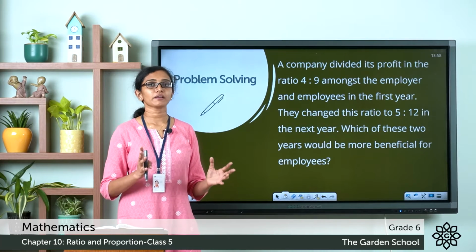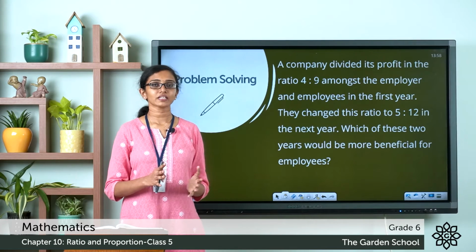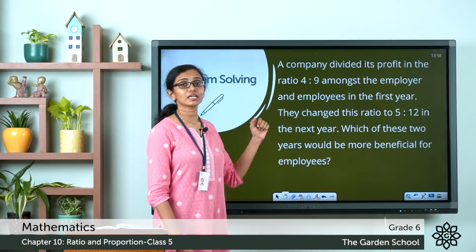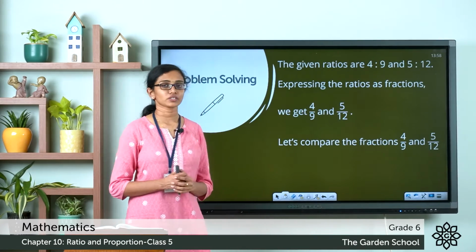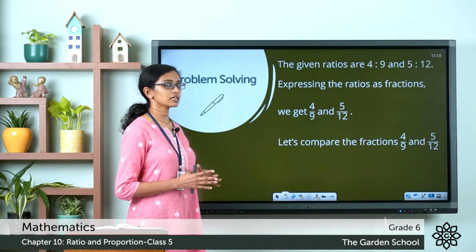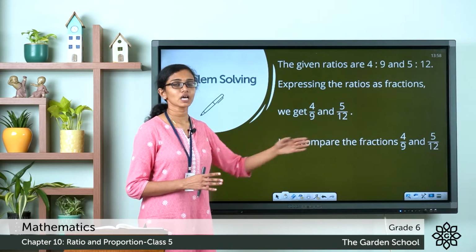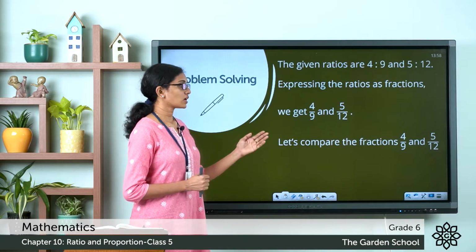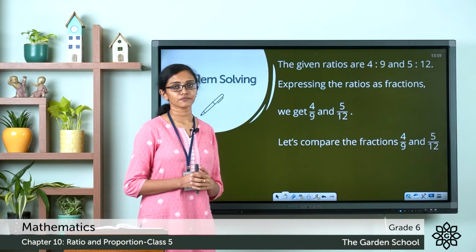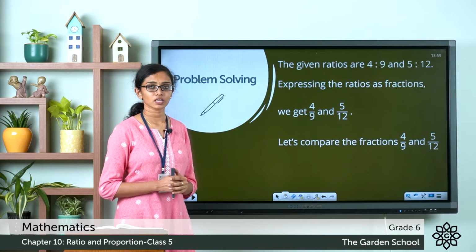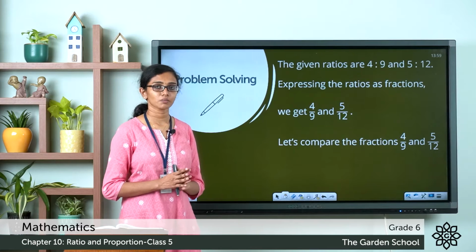Now, how do we compare these two ratios? Comparing ratios is similar to comparing fractions. So, given the ratios, let's write the corresponding fractions. 4:9 can be written as 4/9 and 5:12 can be written as 5/12. Now, let's compare these two fractions. As you can see, these are unlike fractions. So, you need to change them to like fractions first by finding out the LCM of the denominators.